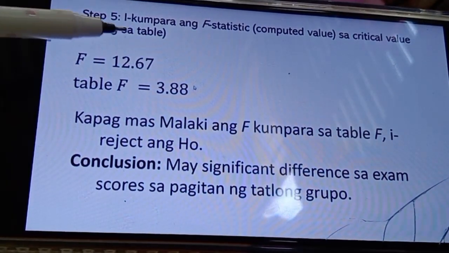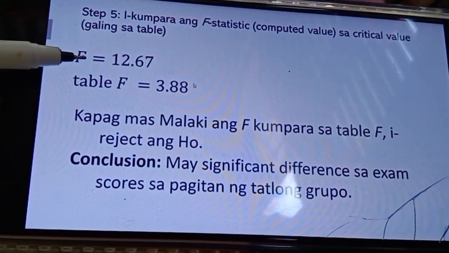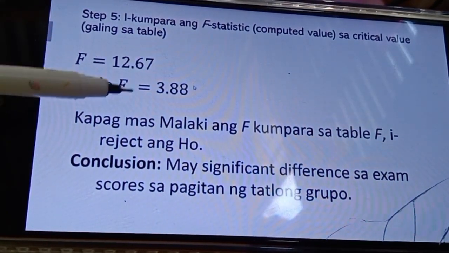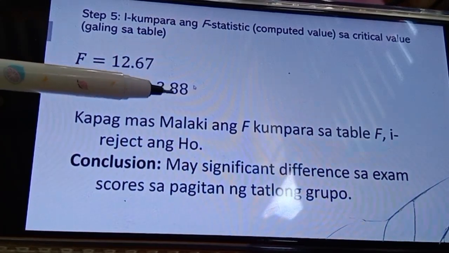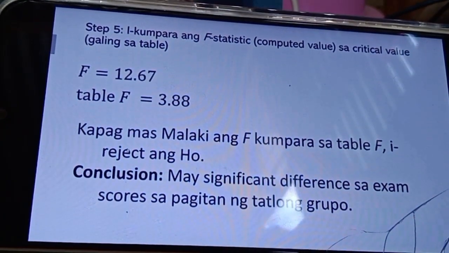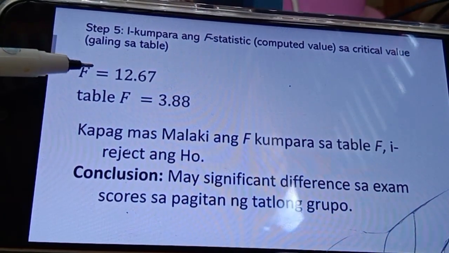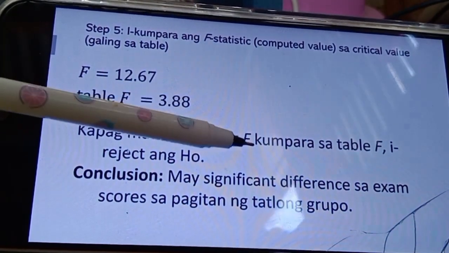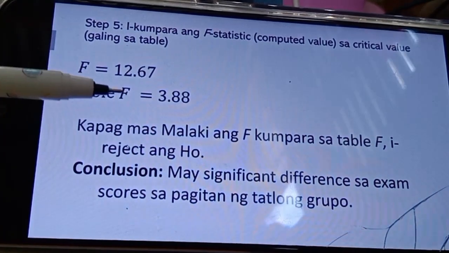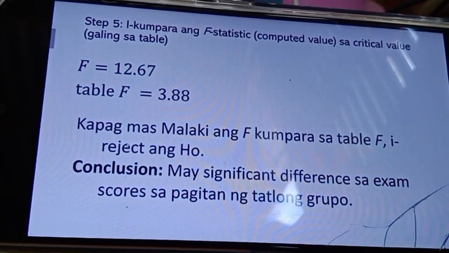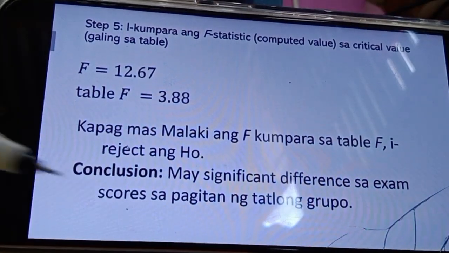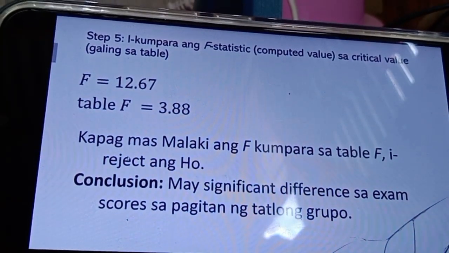Next step is ikukumpara na ang F statistic sa critical value galing sa table kanina. Ito na lahat ng na-compute. Yung F sa table is 12.67, yung tabular F is 3.88. Nakikita naman natin na mas malaki ang F, and kapag mas malaki ang F compare sa table F, i-reject ang null hypothesis. Conclusion, may significant difference sa exam score sa pagitan ng tatlong grupo.